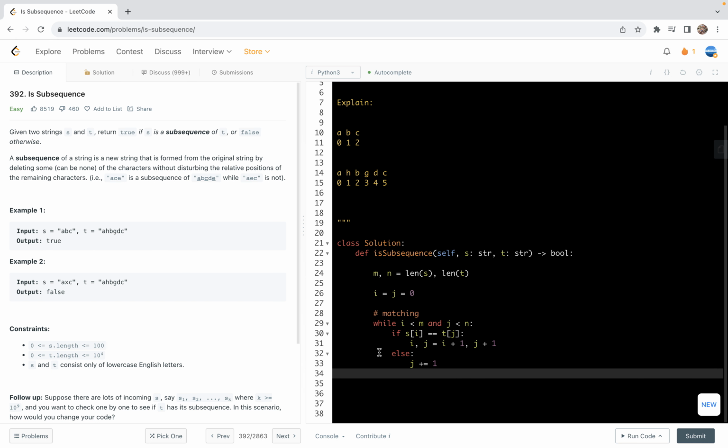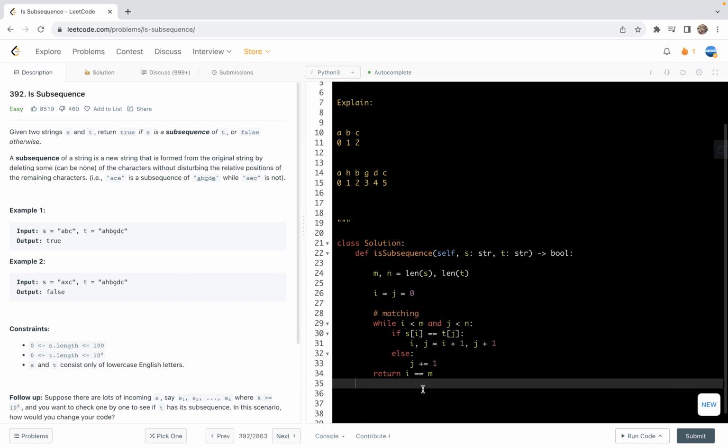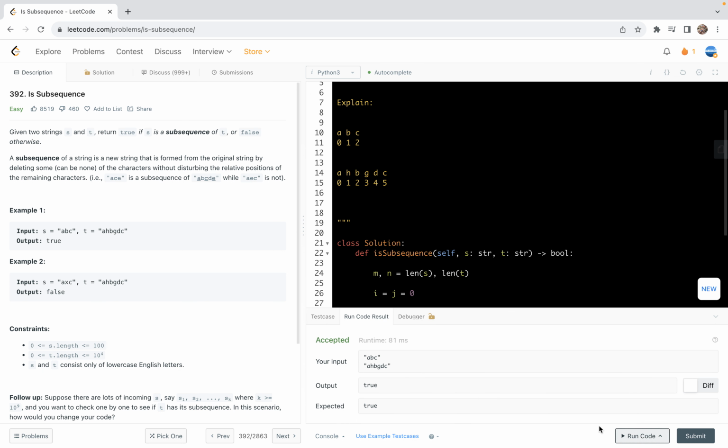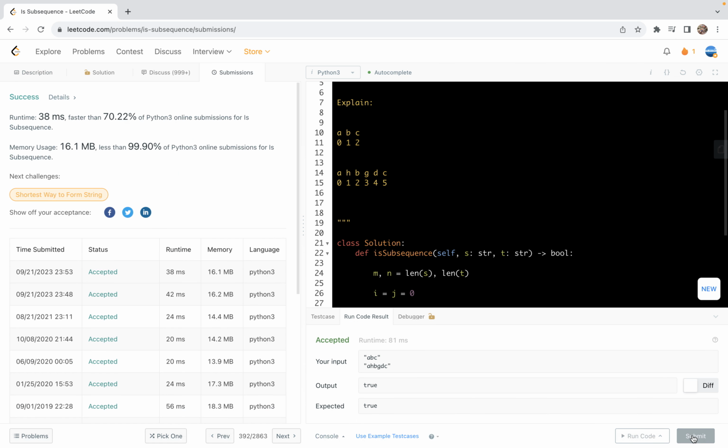The criterion for s being a subsequence of t is that we can match all the characters in s in order. So in this case, we return whether i equals m. If i equals m, it means that we can match all the characters. Now let's do a check. Yeah, it passes one case. Now let's look at the generic case. Yeah, it passes all the cases.